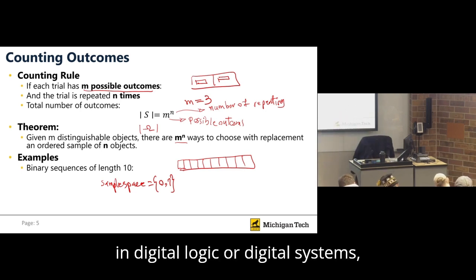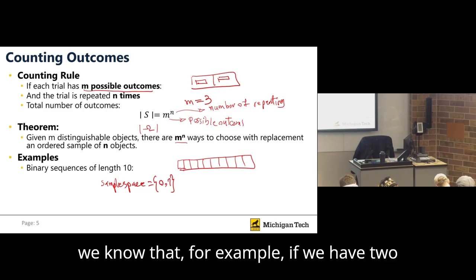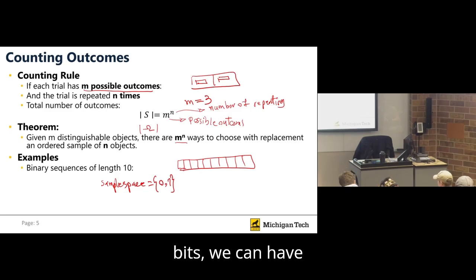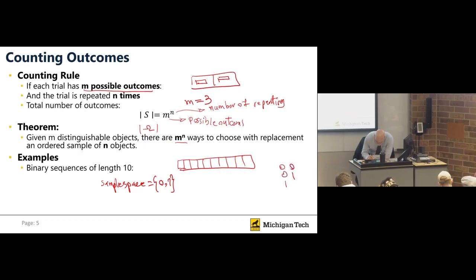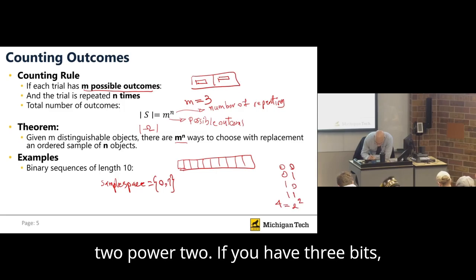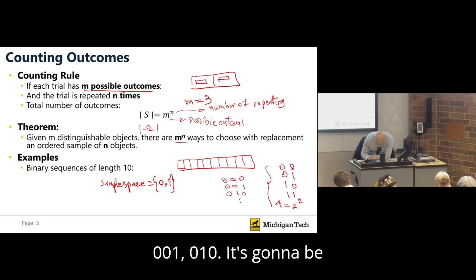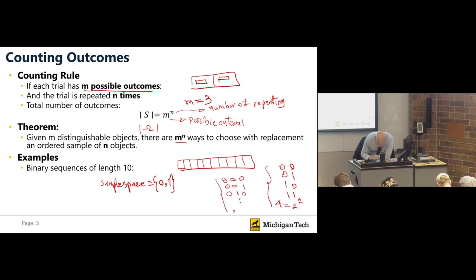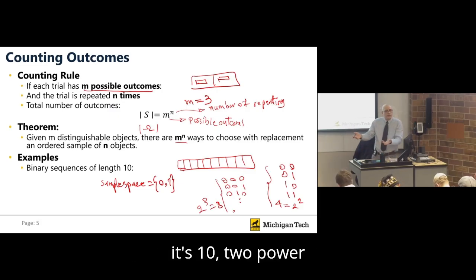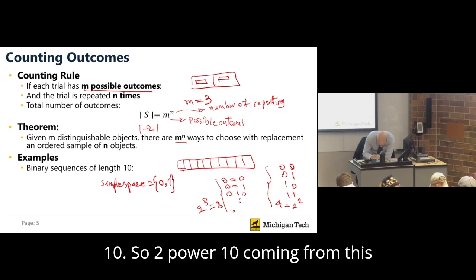In digital logic or digital systems, we know that, for example, with 2 bits, we can have 4 different cases: 0 0, 0 1, 1 0, 1 1. That is 2 to the power 2. If we have 3 bits, we can have 0 0 0, 0 0 1, 0 1 0, and so on. It's going to be 2 to the power 3, which means 8. If it's 10 bits, 2 to the power 10. So 2 to the power 10 comes from this formula.